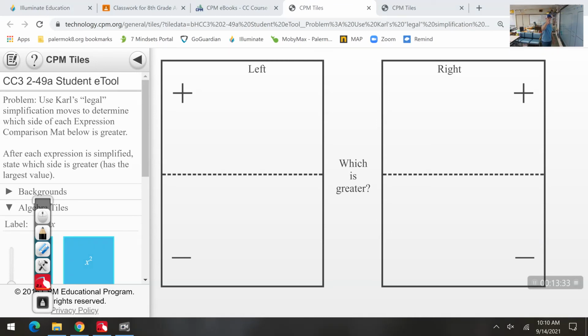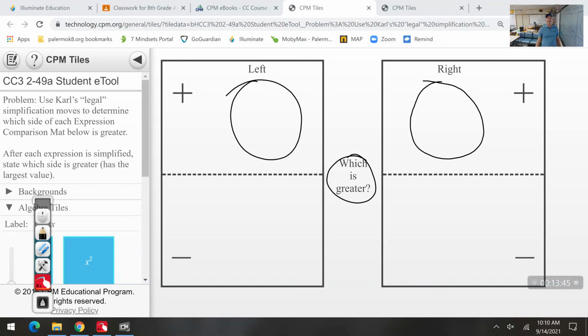What I want you to record in your math notebook is, what do I have here on my left? I have nothing. What do I have on the right? I have nothing. Which is greater? Neither. So what symbol do I use for neither? Is it less or greater than? Is it less than? No. These are equal to one another. You have 3 options: less than, equal to, or greater than.